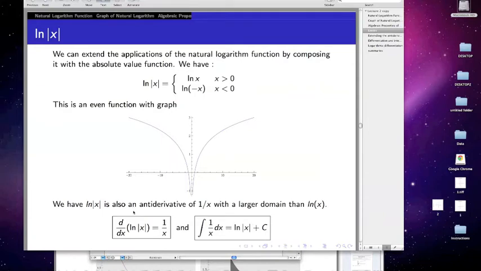So this gives us two formulas. The derivative with respect to x of the natural log of the absolute value of x is 1 over x, and the antiderivative of 1 over x is the natural log of the absolute value of x plus a constant.